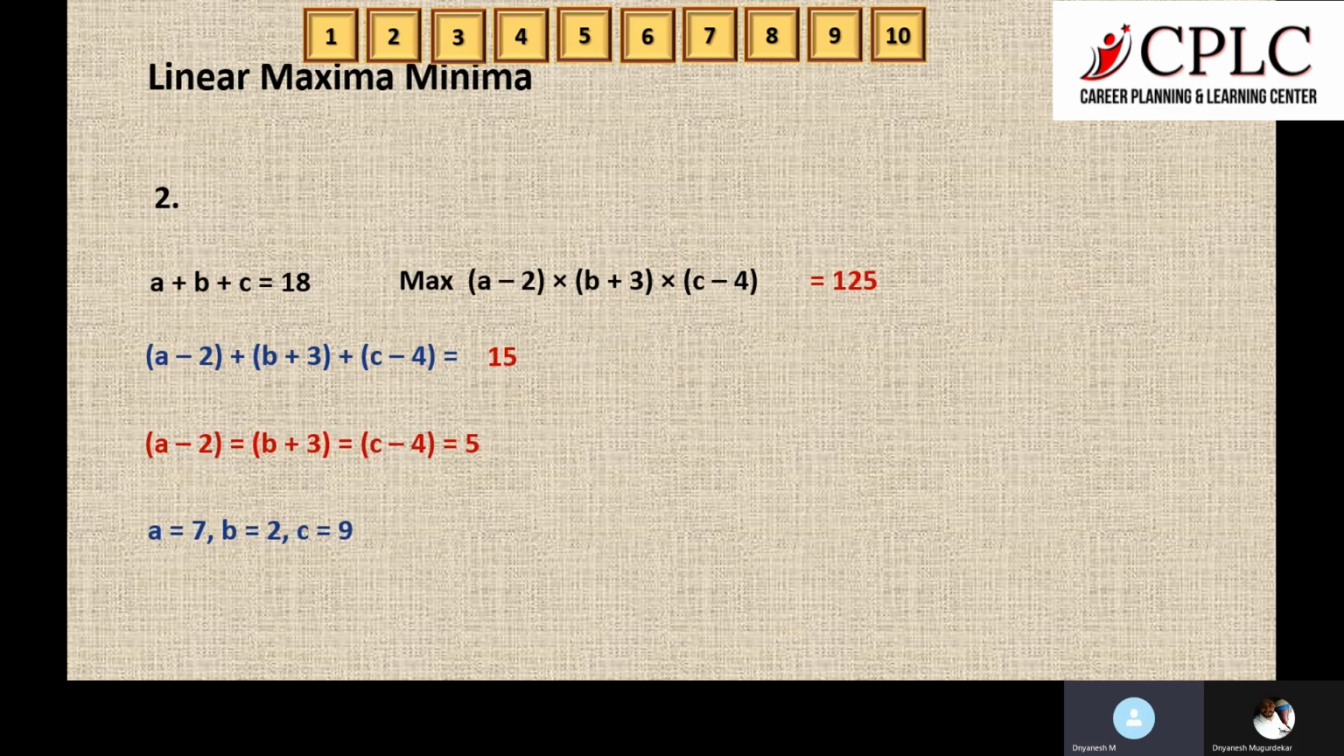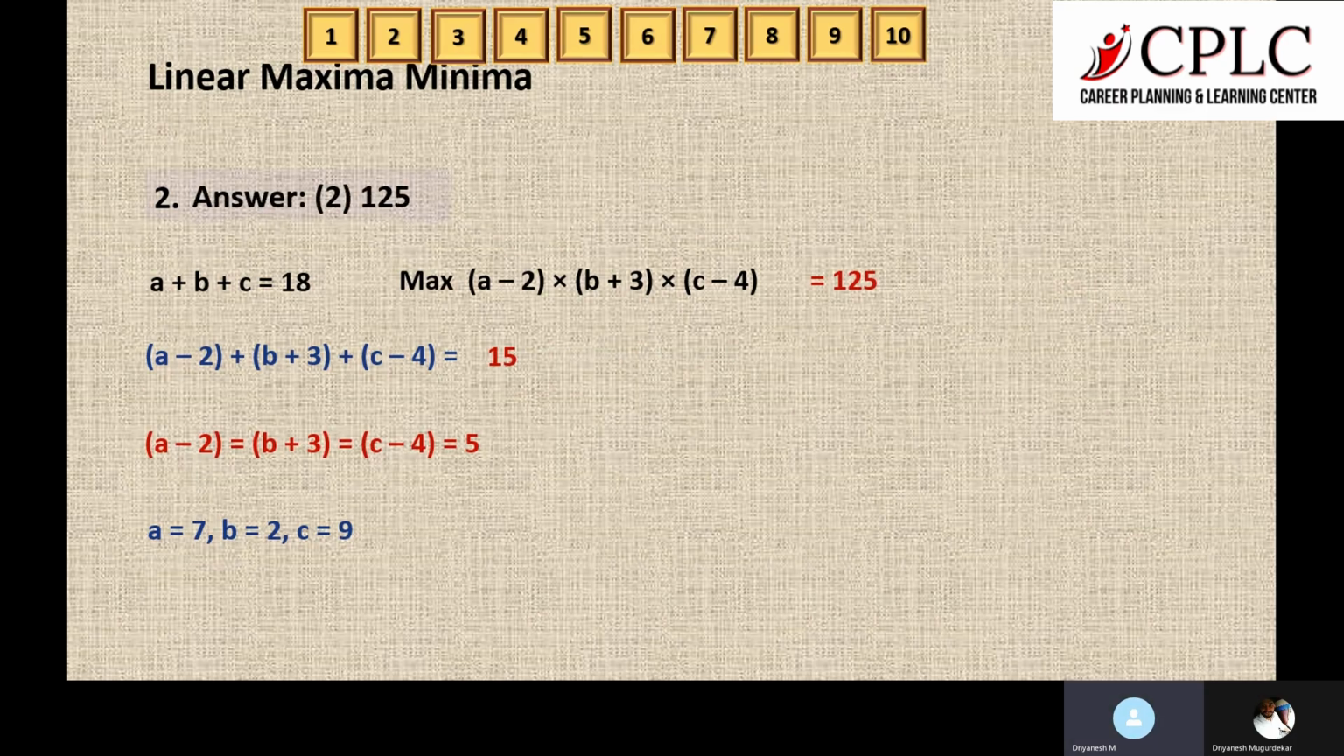But in such sorts of questions, the examiner can go one step ahead and ask you to find the values of a, b, c. And that means you will have to substitute. You know a minus 2 is 5. So solving that, you will get a as 7. b plus 3 is 5, so b will be 2. And c minus 4 is 5, so c will be 9. And when you add a plus b plus c, you will get the original value, which is 18. So the answer is 125 and not 216.